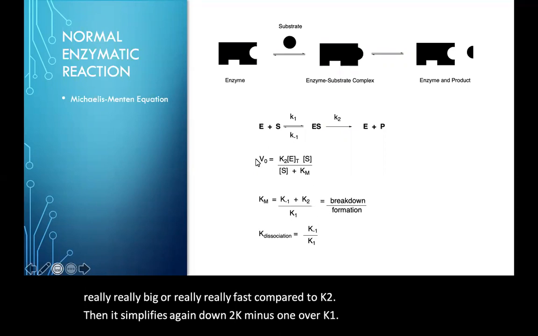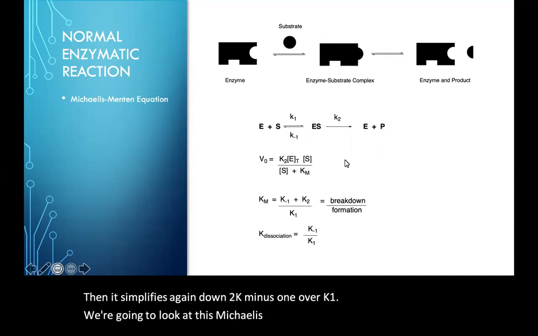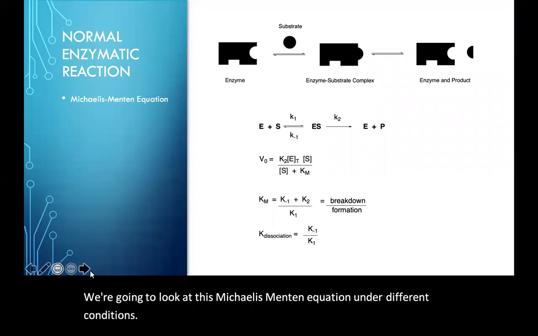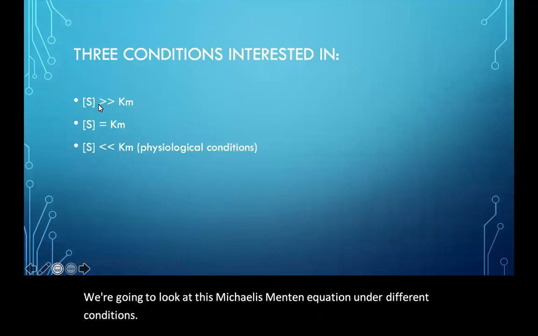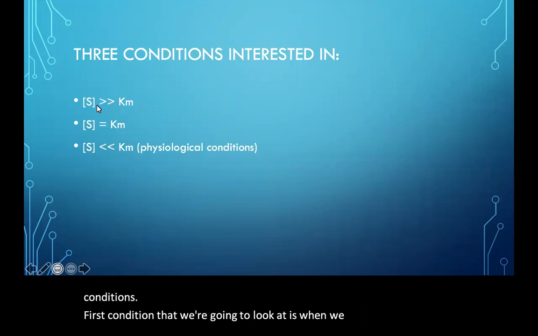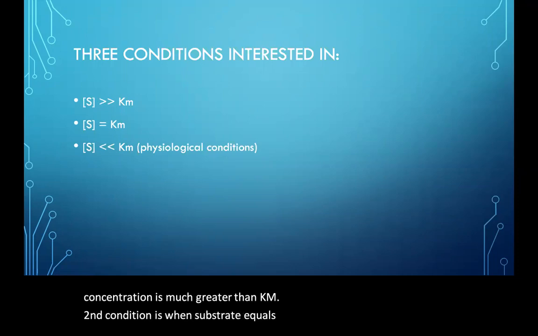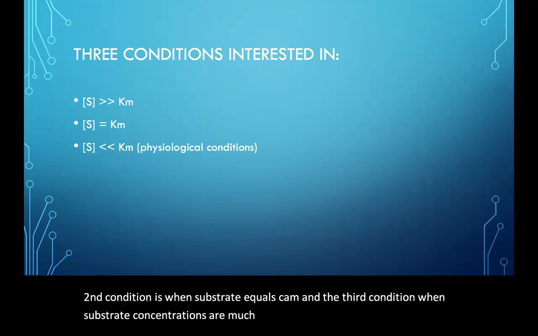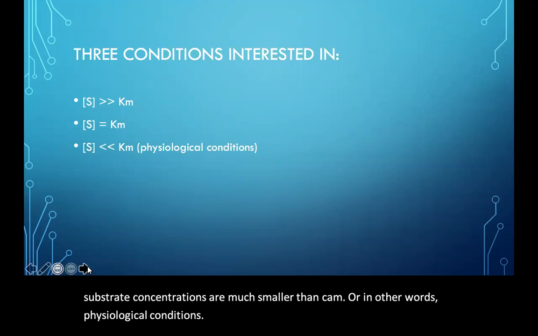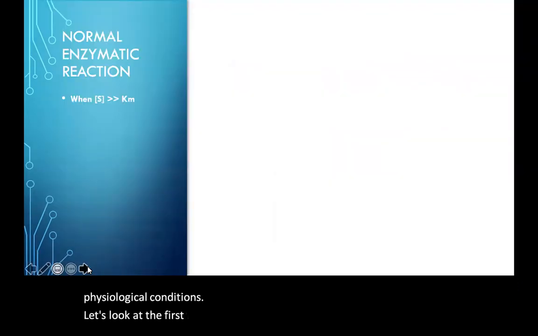We're going to look at this Michaelis-Menten equation under different conditions. First condition that we're going to look at is when we have substrate in concentrations much greater than Km. Second condition is when substrate equals Km. And the third condition is when substrate concentrations are much smaller than Km, or in other words, physiological conditions. Let's look at the first set of equations, when substrate is much greater than Km.